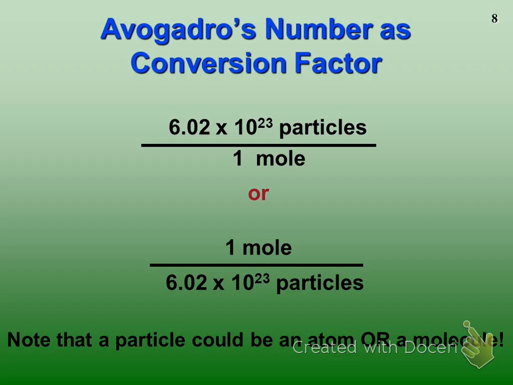Now, the conversion factor that we'll use here will be our Avogadro's number. So we're either going to use 6.02 times 10 to the 23rd over 1 mole, or 1 mole over 6.02 times 10 to the 23rd particles. Again, making good note that our particles could be atoms, molecules, formula units, or ions.